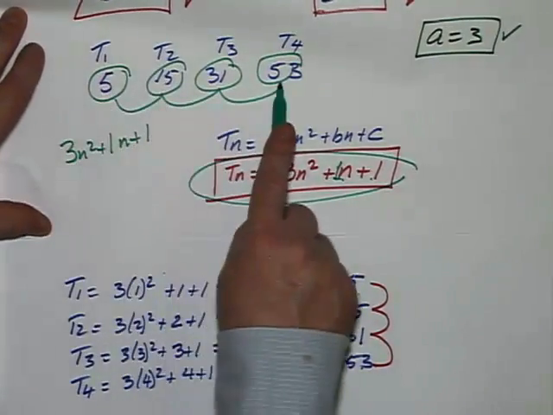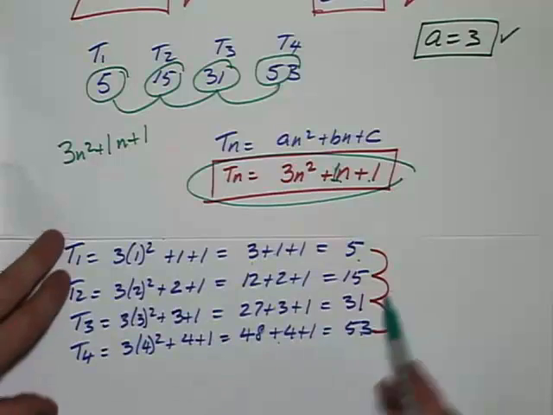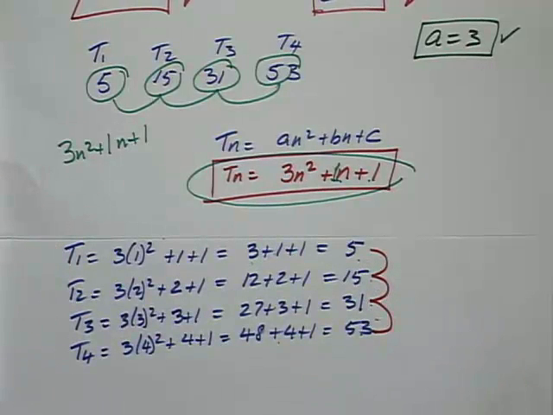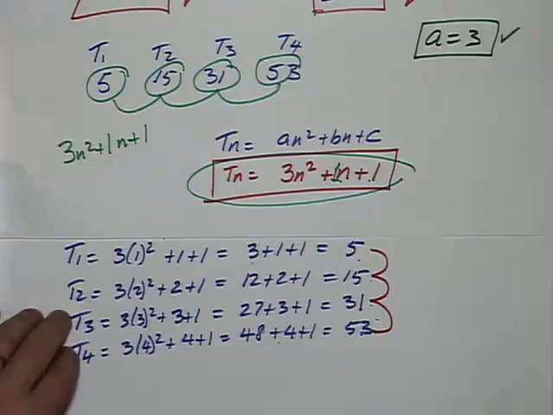For the sequence that was 5, 15, 31, and 53, we end up with 5, 15, 31, and 53. So that's that series done. So that's the end of the series on patterns.